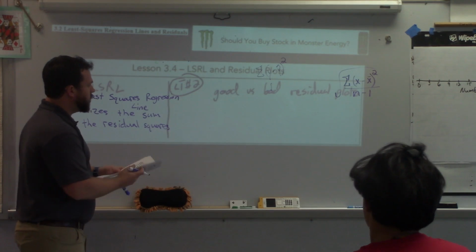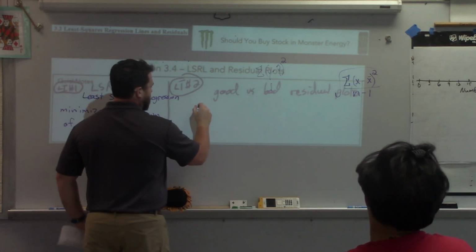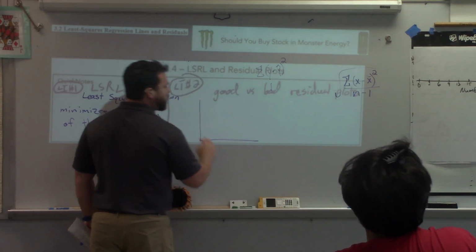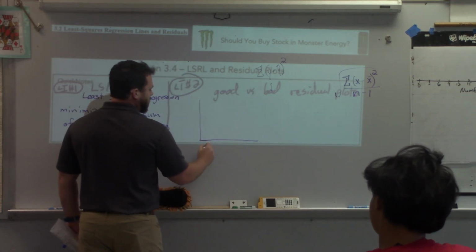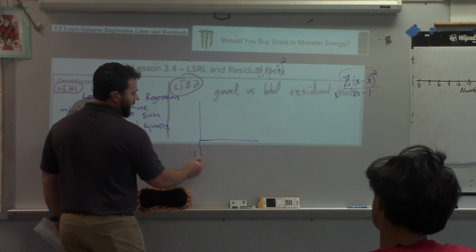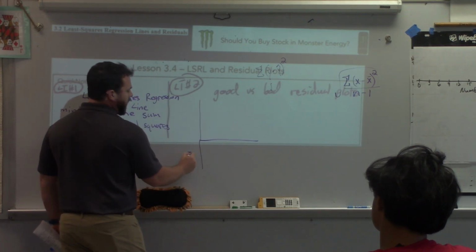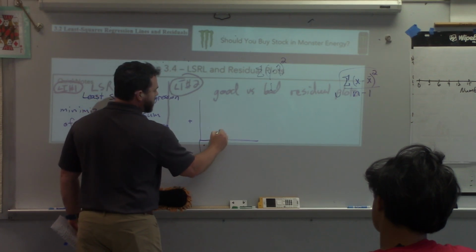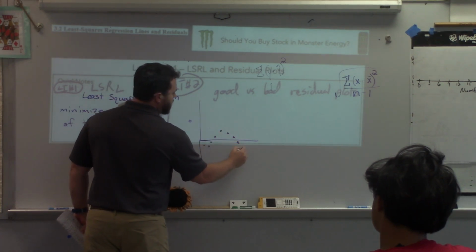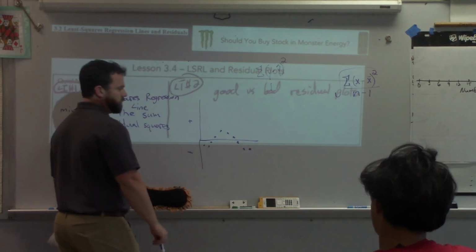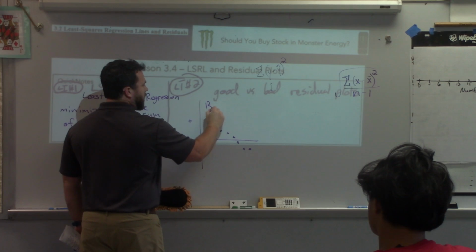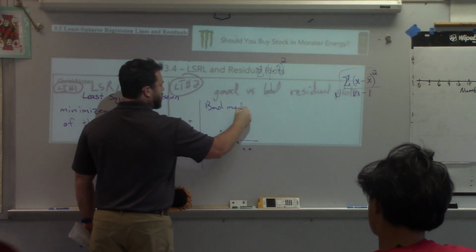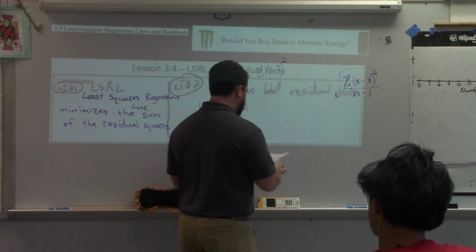So what is a good residual plot? If we graph our residuals, and I will say there are negative residuals and then there are positive residuals, but my graph looks like this. Does that mean I have a good model? No. So this is a bad model. Let me see, we got another example here.